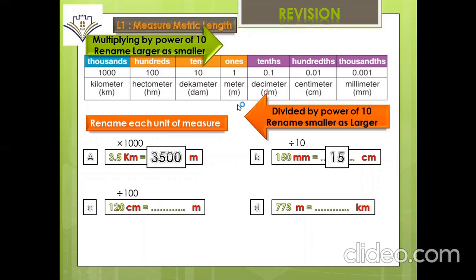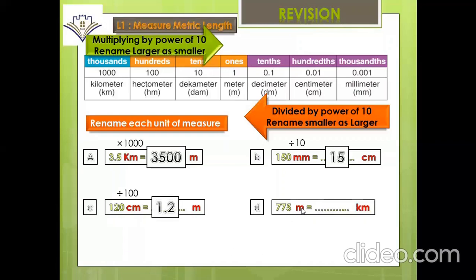Then divided 10, divided 10 means divided by 100. Then move the decimal point 2 places, to the right, to the left. 1, 2. The point is between 1 and 2. Then the answer is 1.2 meter. Letter D, 775 meter equal dots kilometer.